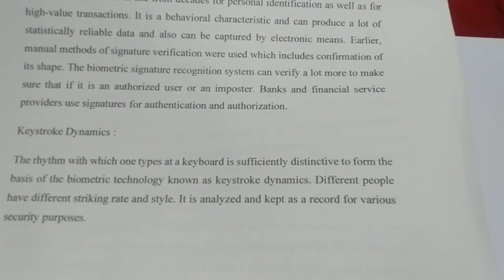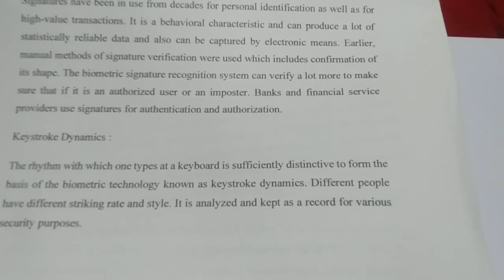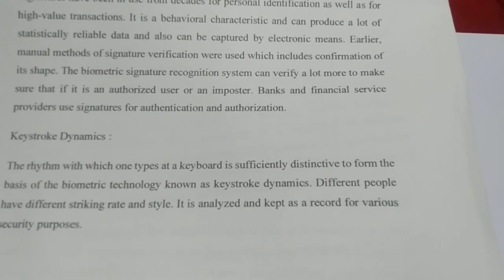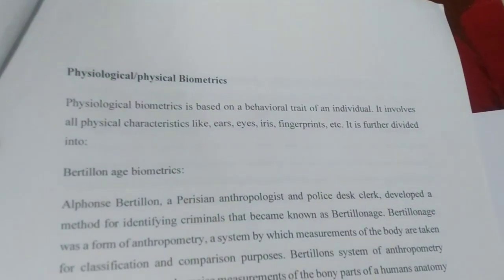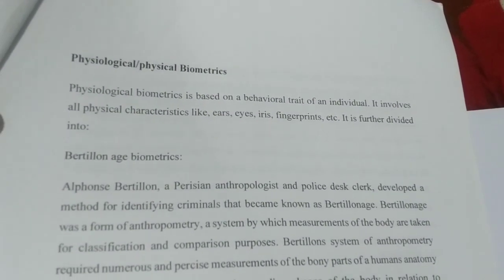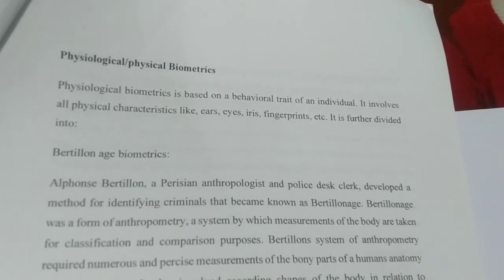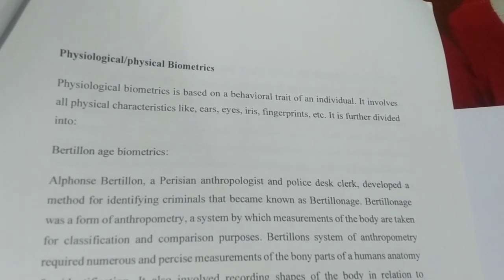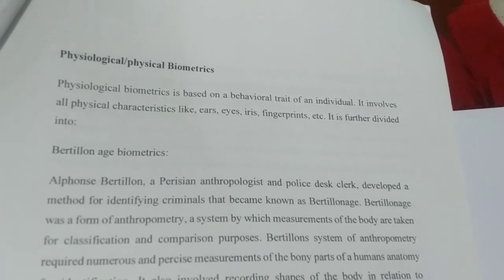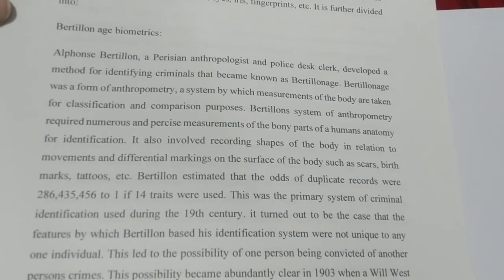Keystroke is basically a sufficient, distinctive form of basic biometric technology, and it also serves various security purposes. This one is the definition of psychological or physical biometrics, also called physical biometrics, and behavioral traits of an individual, for example ear, eyes, iris, fingerprint, etc. And the definition and its type: brittle and age biometric, okay.